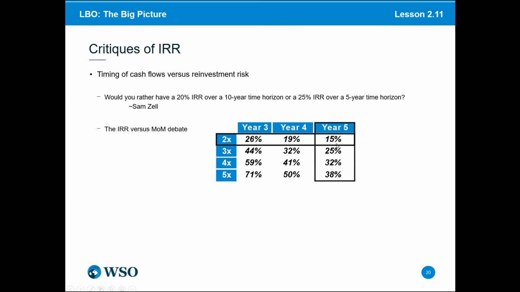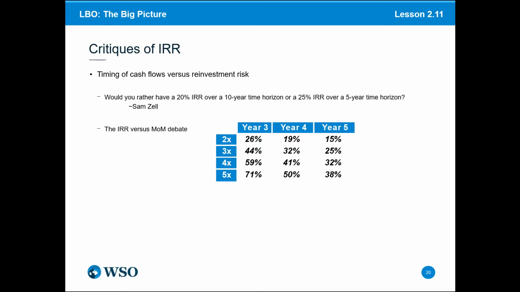Now, let's contrast this with a case where we get 25% in 5 years. It took a bit longer, it wasn't in 3. We can see here that while our return is slightly lower than the 26%, this implies a quite significantly higher multiple of money of 3 times.